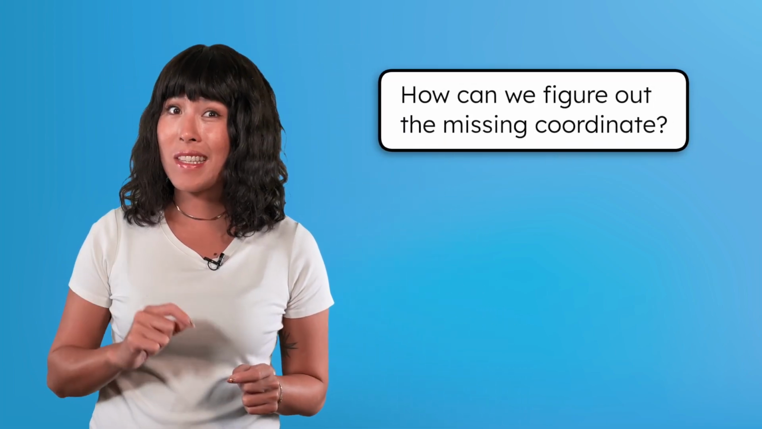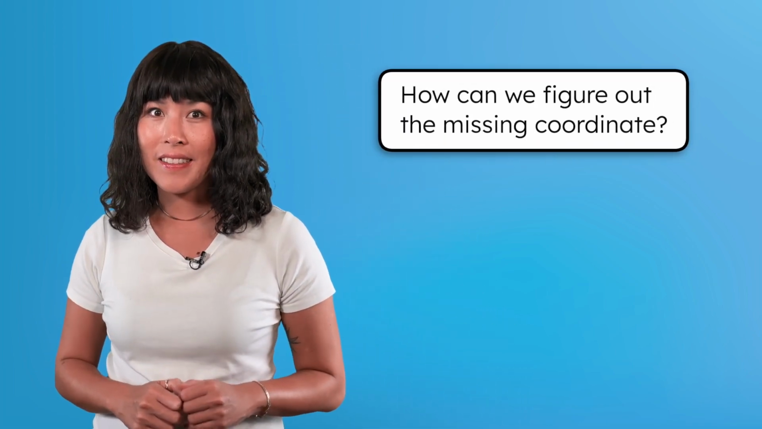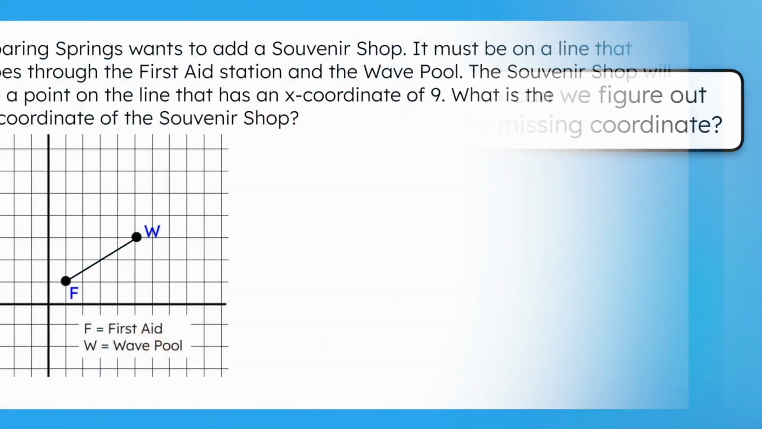Okay, here's another wrinkle in things. This time we know 3 points are for sure on the same line. However, we only know one of the coordinates of the last point. How can we figure out the missing coordinate? Let me show you what I mean.